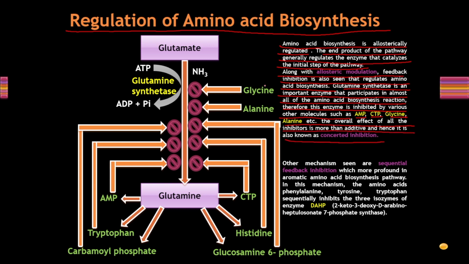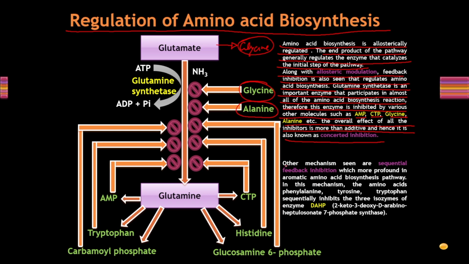So since the glutamate can also form the glutamine, and then from the glutamate you can also have the synthesis of many other molecules like glycine and cysteine and all that. Glycine is going to inhibit this activity of glutamine synthetase. Alanine is also going to inhibit this activity.